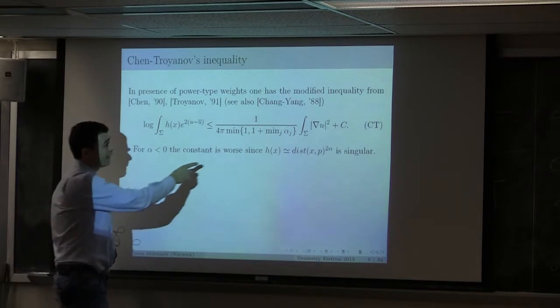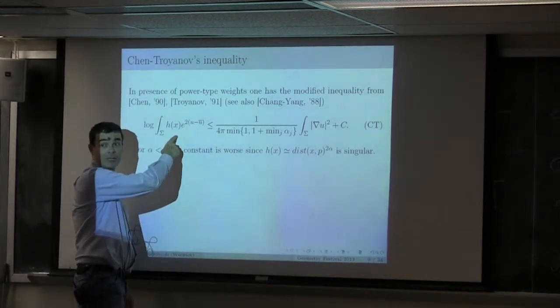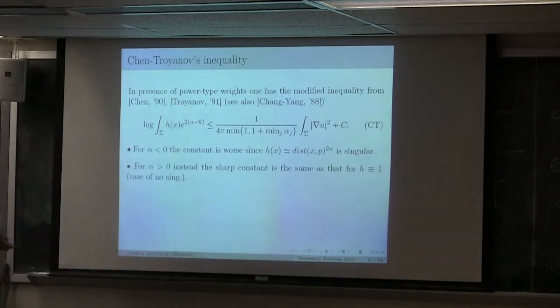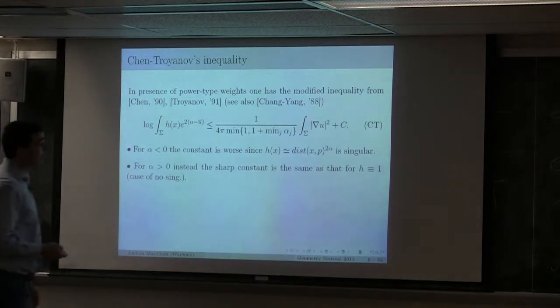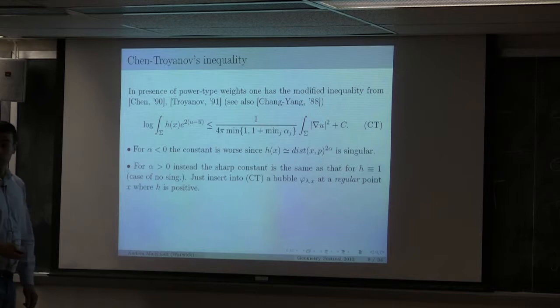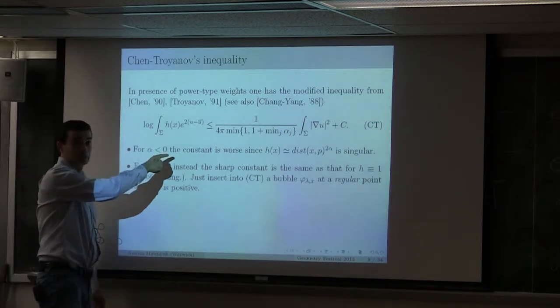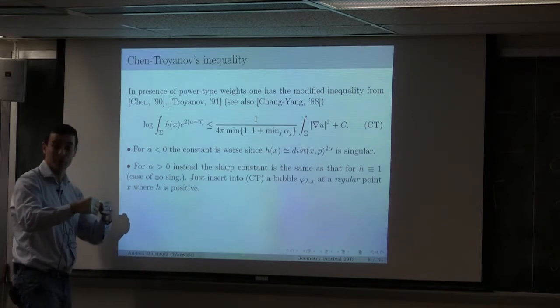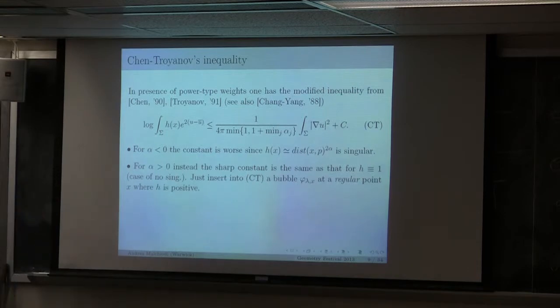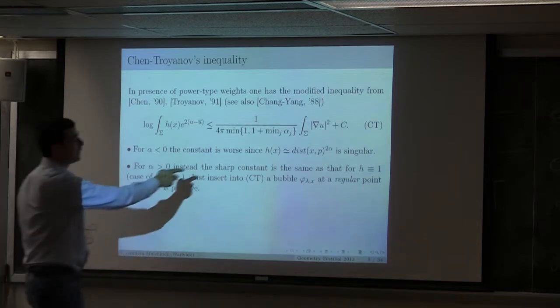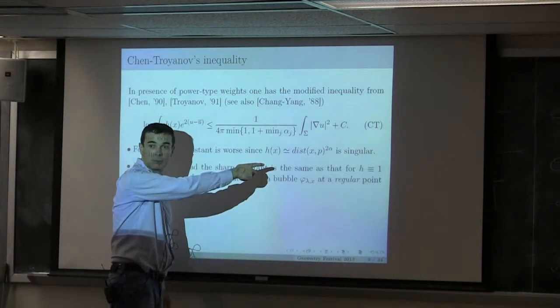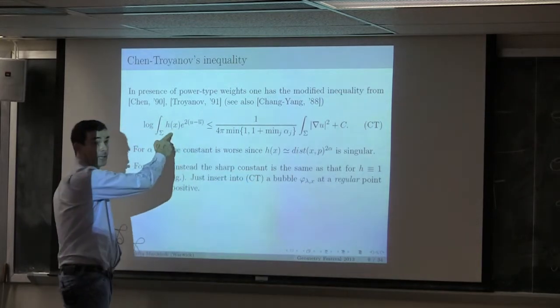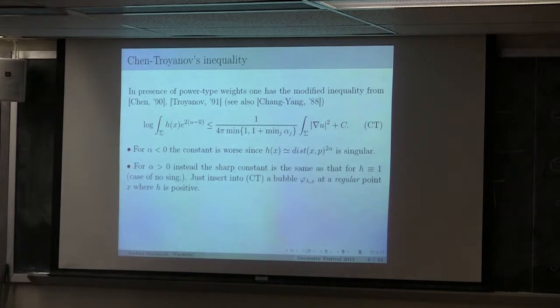So you expect a worse constant because you have a diverging weight function here. But when alpha is positive, you don't get a better constant, because you can consider one of those bubbling functions I showed before, and let it concentrate at a point where h of x is not vanishing. So you don't see any advantage from the vanishing of h at the singular points. You concentrate volume elsewhere, and you get exactly the same constant as before. That's the reason why you see that constant there. And you pick up the most negative weight among all the ones you have, because that's where you pay the most price of having a singular weight.